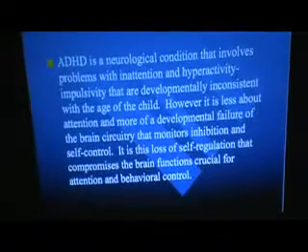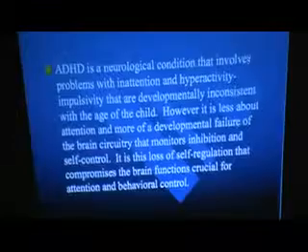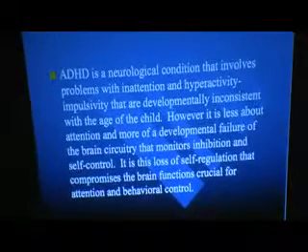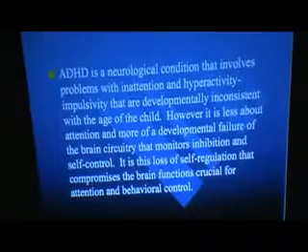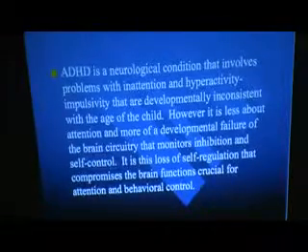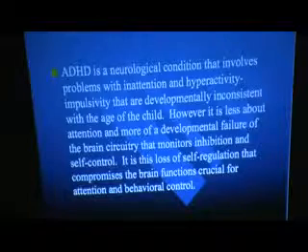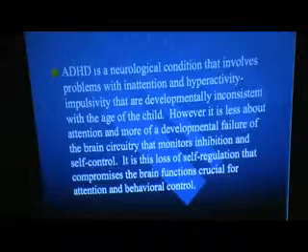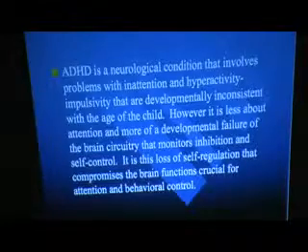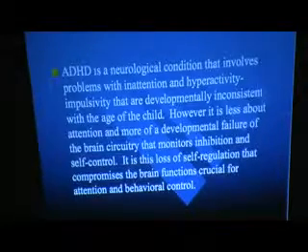Okay, what is ADHD? It's a neurological condition that involves problems with inattention and hyperactivity and impulsivity. And we're talking about levels of activity and inattention that are developmentally inconsistent with the age of the child. However, it's really less about attention, and it's more about the developmental failure of the brain circuitry, the wiring that helps to monitor inhibition and self-control. So it's really this loss of self-regulation that compromises the brain functions that are crucial to attention and behavioral control.